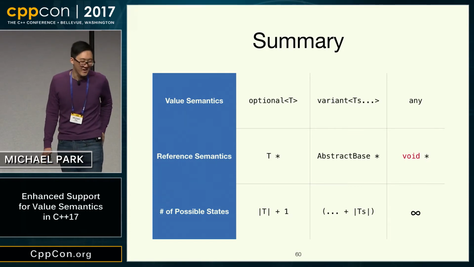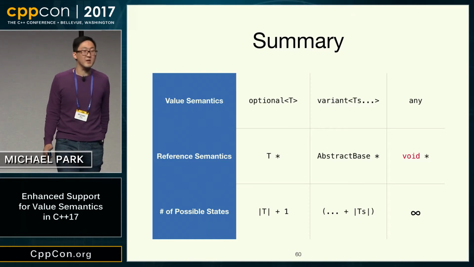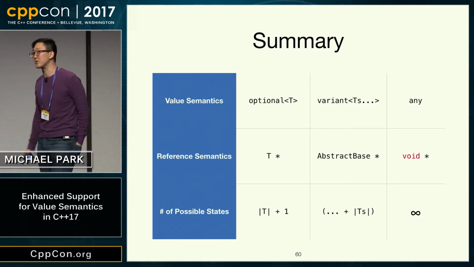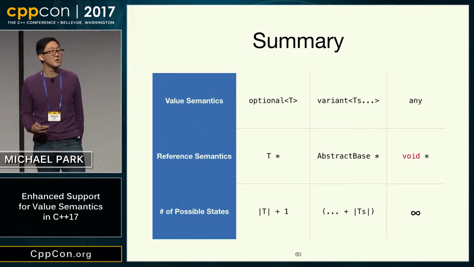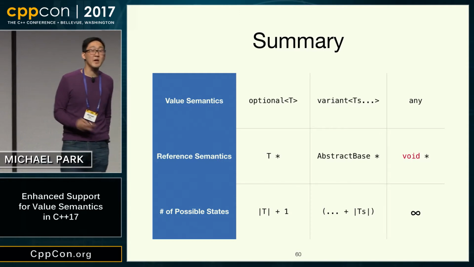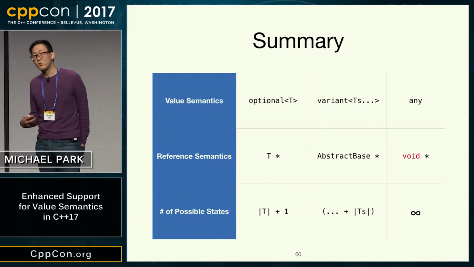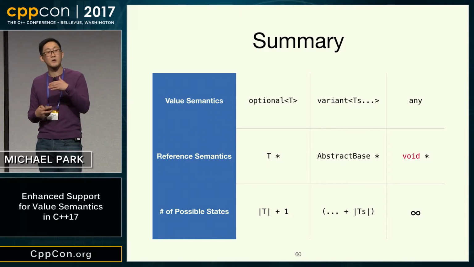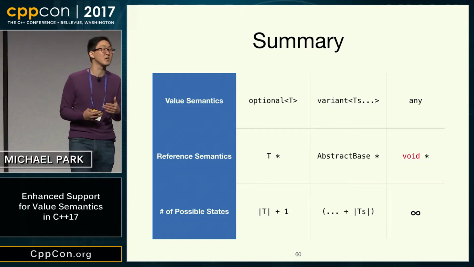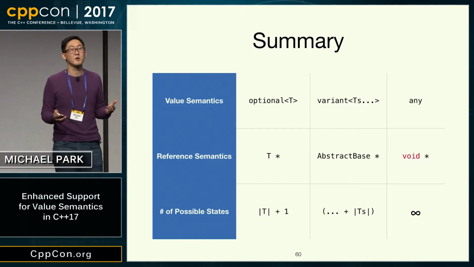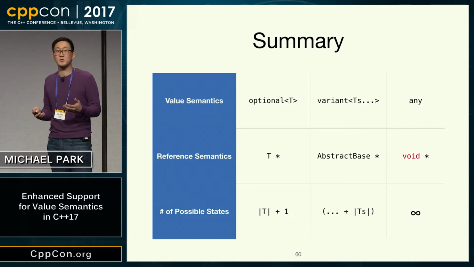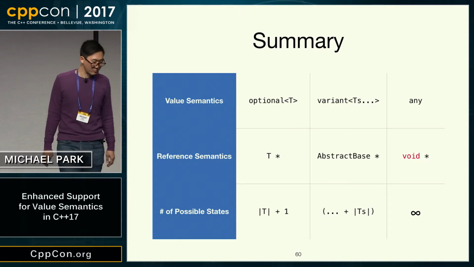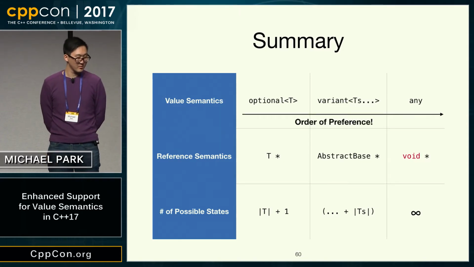And this is the last thing I'll say, which is that the empty state and the valueless by exception state are really different. When you visit a variant, if your variant has an empty state, you need to handle that empty state in your visitor. Whereas the valueless by exception state is not a state that you actually add. It doesn't appear as a case in your visitor because it's an invalid variant, right? As opposed to an empty state, which is actually a perfectly valid state that you are benefiting from. So that's everything that I had today.